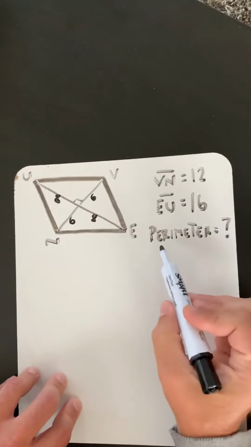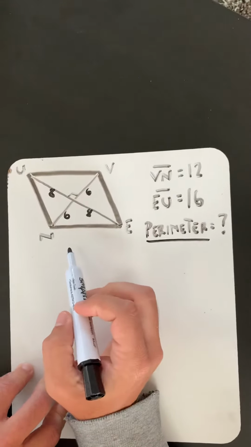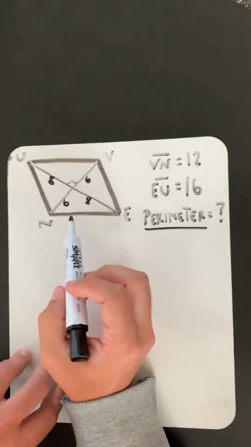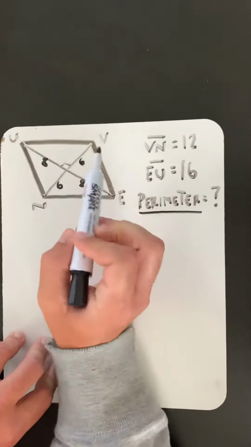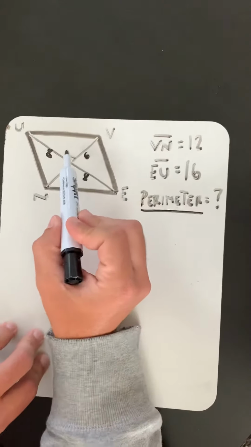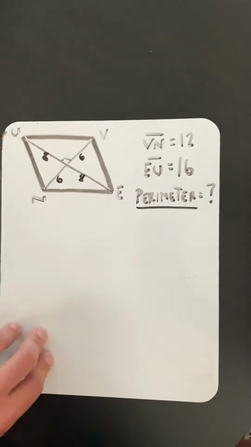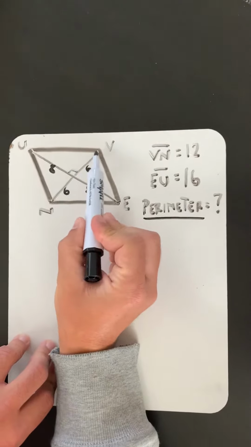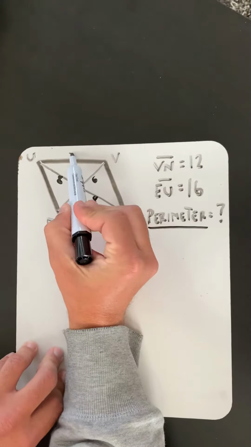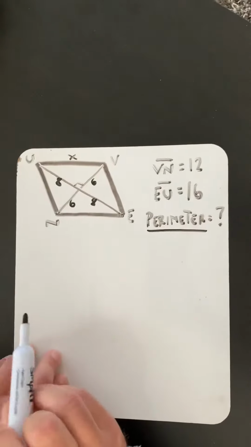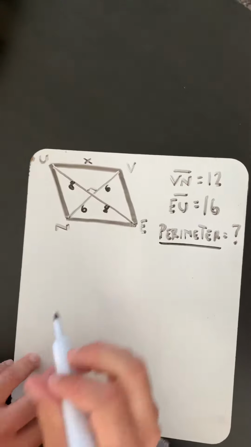Okay, so they want us to find the perimeter, which is the outside border of the shape. In order to do that, we need to find one side. Well, how do we find one side of the rhombus? Like I mentioned before, the diagonals of a rhombus create 4 right triangles inside the rhombus. So we have a right triangle right here with a leg of 6 and a leg of 8, and we need to find this side here, the hypotenuse of the right triangle. So what do you need to use? You need to use the Pythagorean theorem.